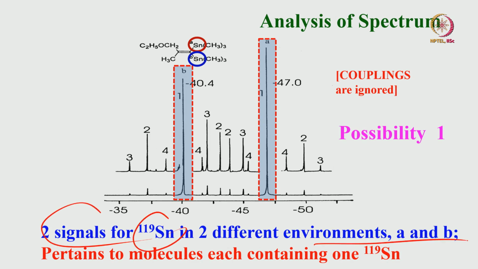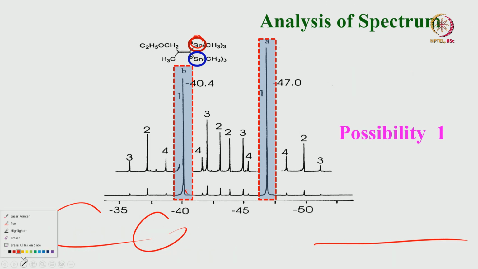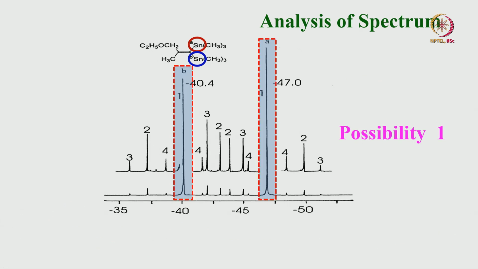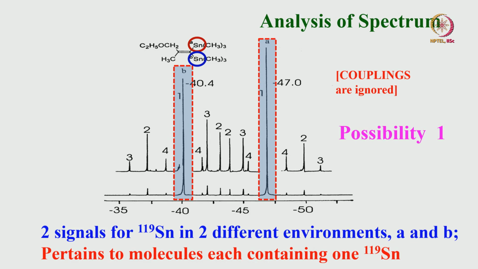2 signals for tin 119 in 2 different environments, A and B. That is, the other tin could be 115, let us say. That will not couple at all. There is no coupling between these 2 individual spins. That is a possibility. So both will give individual peaks here, and it pertains to 2 different molecules. Tin 119 for one when it is A, one when it is B. There are 2 peaks, both corresponding to possibility 1, one for A, one for B, from 2 different molecules. So strong peaks we can assign. There is no coupling with anything else. That is one possibility. All other couplings are ignored.